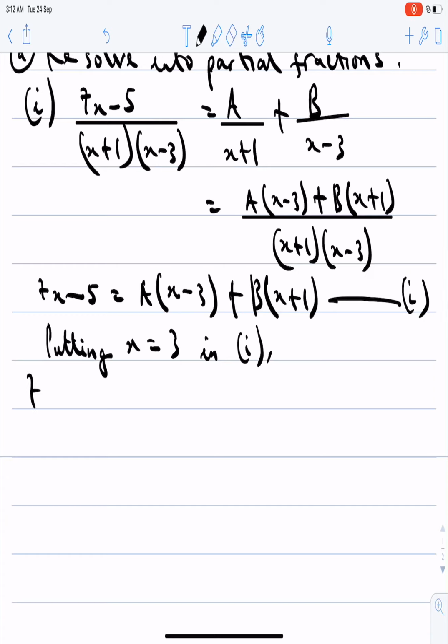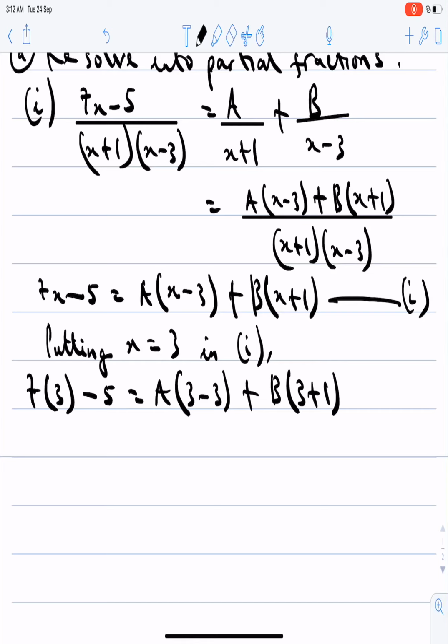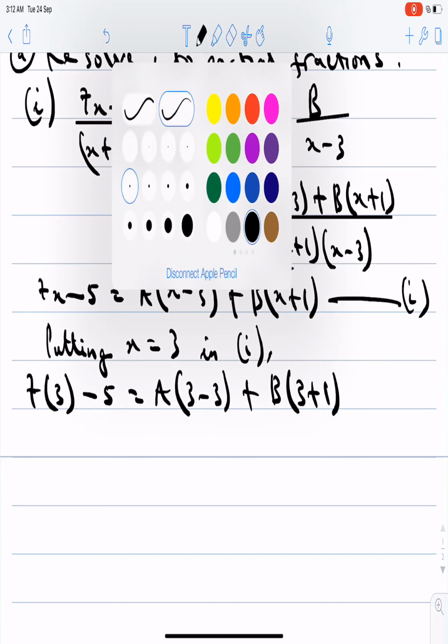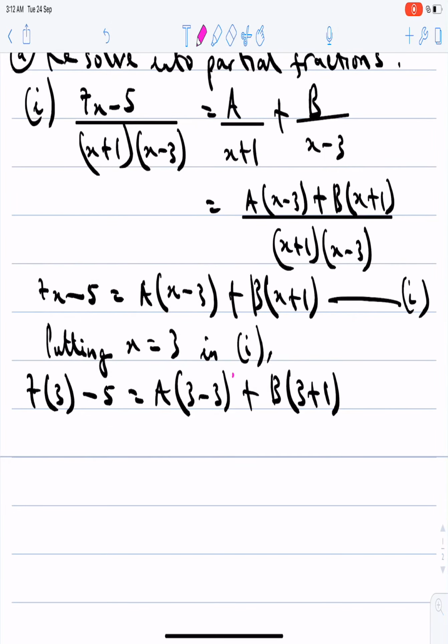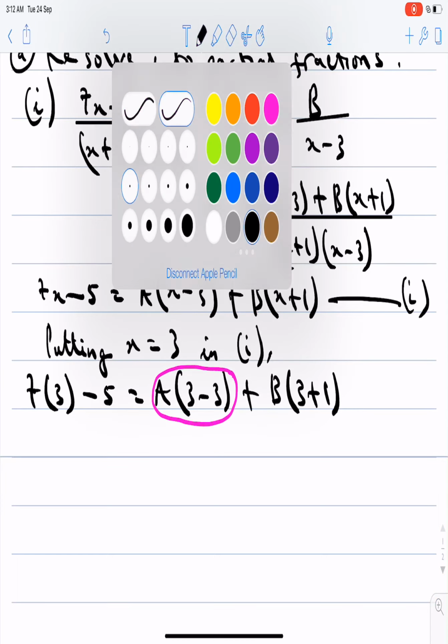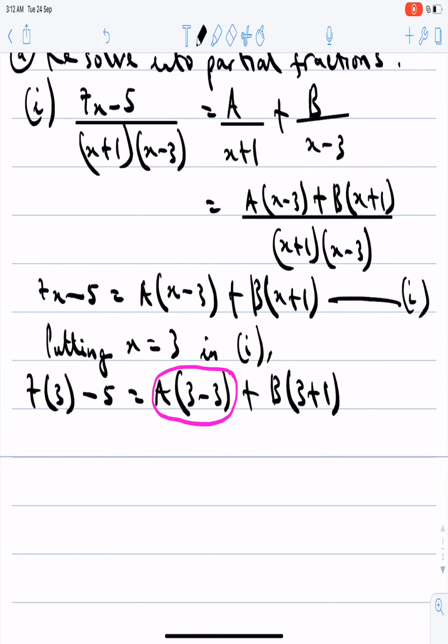That means 7 times 3 minus 5 is equal to a times 3 minus 3 plus b times 3 plus 1. You can see that 3 minus 3 is 0, and that means the whole of this is going to be 0. 3 minus 3 is 0, 0 times a is 0, and we are left with 7 times 3, 21, 21 minus 5, 16, equals 3 plus 1 is 4, 4 times b is 4b, which means b is equal to 4.